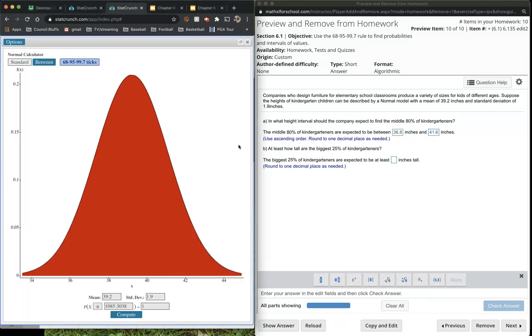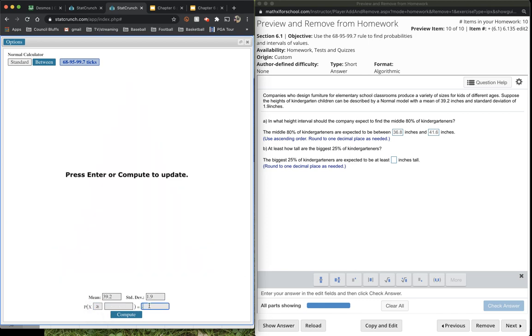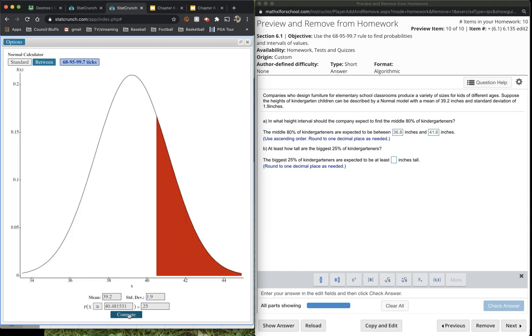We'll go back to standard. Okay, at least how tall are the biggest 25% of kindergartners? So same mean, same standard deviation. We want the biggest 25%. So that means greater than here. And I'm going to put 25% as a decimal after the equal sign. So mean, standard deviation, greater than 25%. And there's our answer. So 40.5, if we round it to 1, 40.5 inches tall.